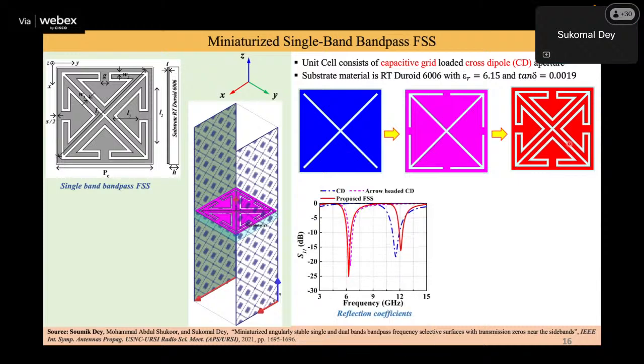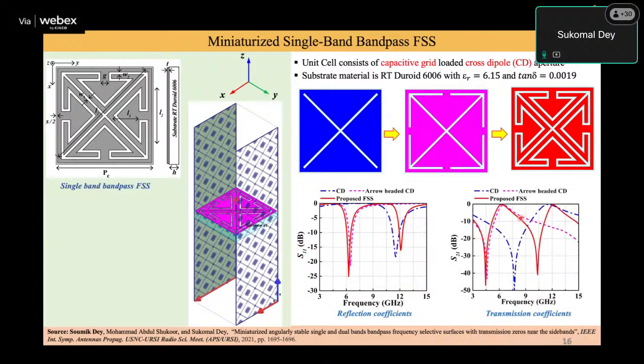Now after that, if you see it, this is a multiband FSS. You can see that this is your S11 response and this is your S21 response. Looking at the transmission coefficient and the response like this, these are your transmission poles, right? And these are your transmission zeros.